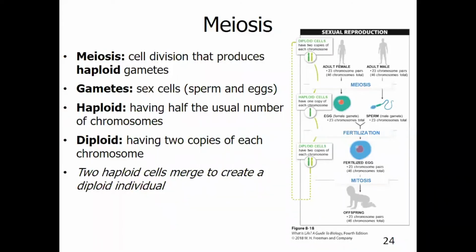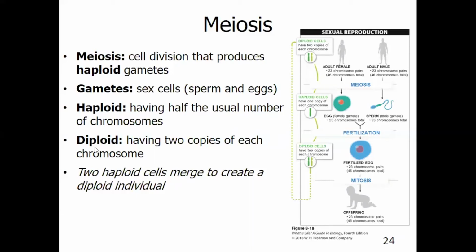So far, we've talked about mitosis, which is how somatic cells divide. Somatic cells are all the cells in your body except for your gametes. Gametes are sperm for men and eggs for women. Now, most of our cells are diploid. We have 2 copies of every chromosome in our cells.